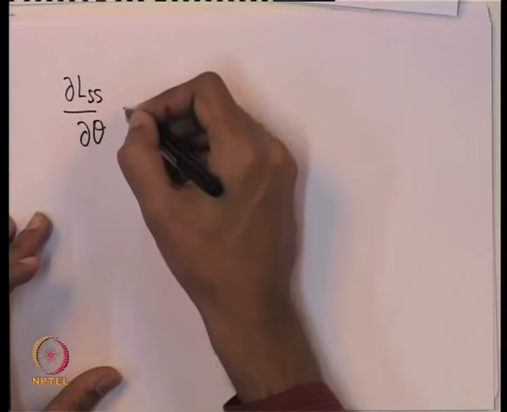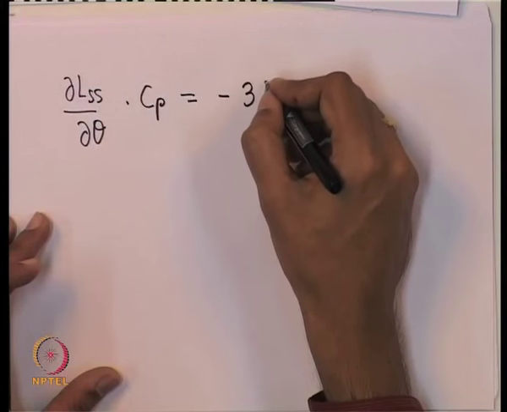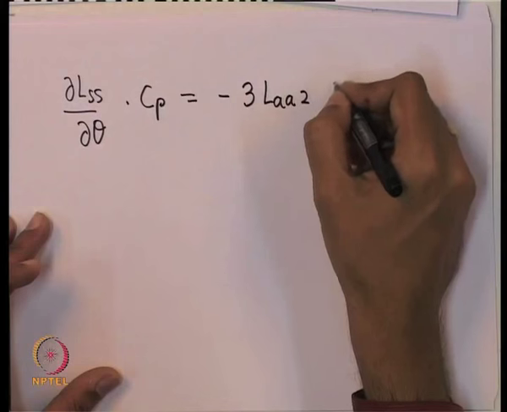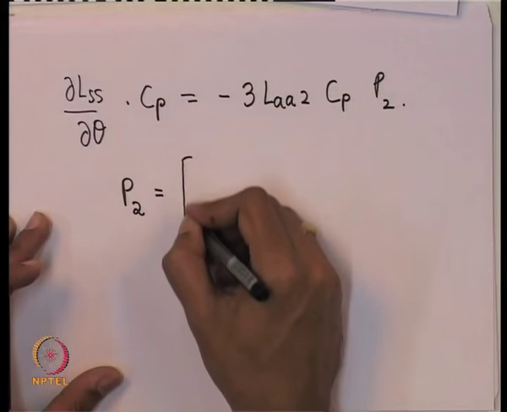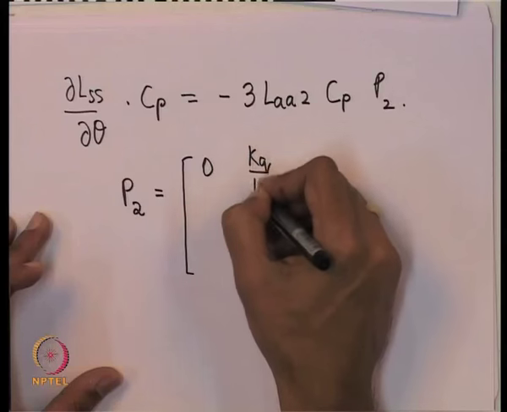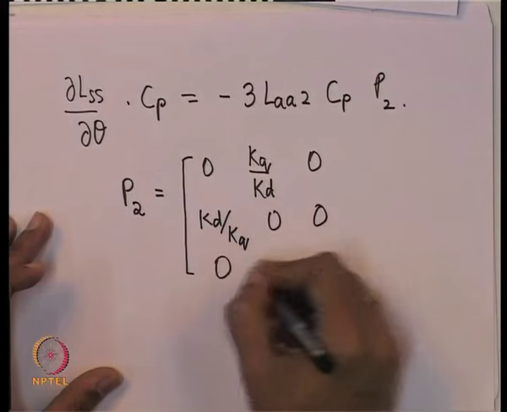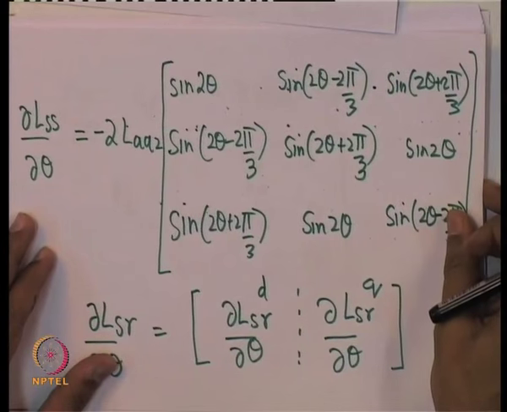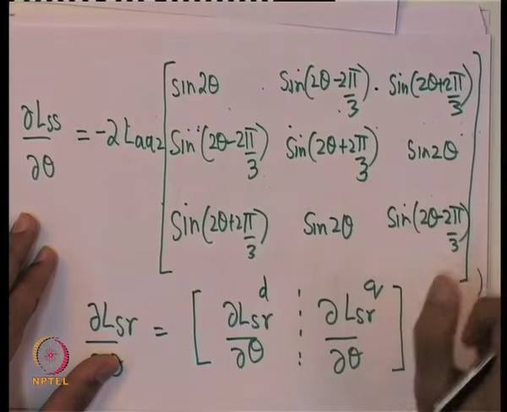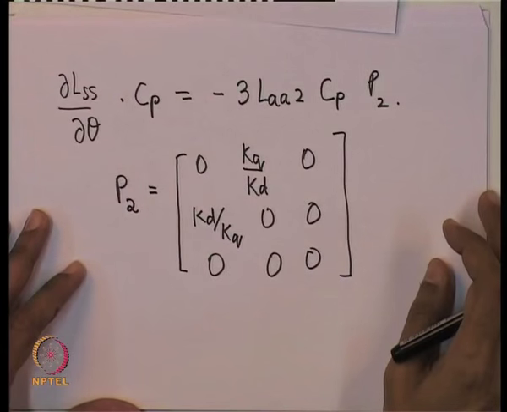Now, you can see that d LSS by d theta into C p is nothing but minus of 3 L A A 2 into C p into P 2, where P 2 is zero, k q by k d, zero, k d by k q, zero zero, and zero zero zero. So you can rewrite this. If you look at the structure of d LSS by d theta, you can write it in this fashion.